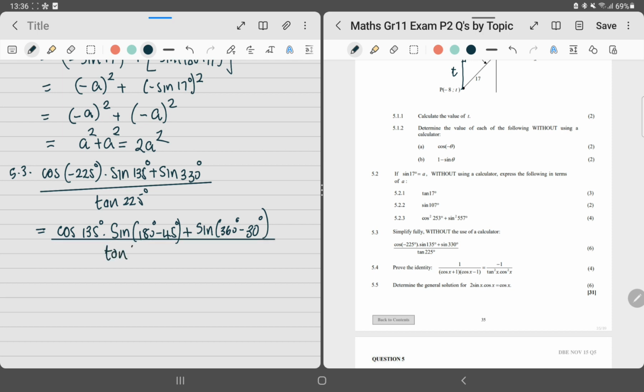This is tan(180 + 45) degrees. Cos 135 is the same as saying 180 minus 45. Sine of 180 minus is in the second quadrant. In the second quadrant, sine is positive. 360 minus is in the fourth quadrant. In the fourth quadrant, sine is negative.